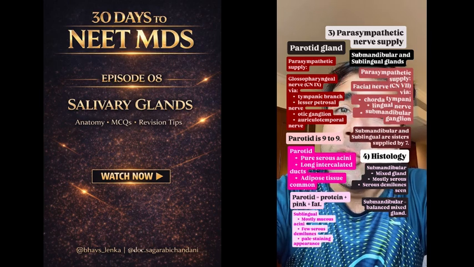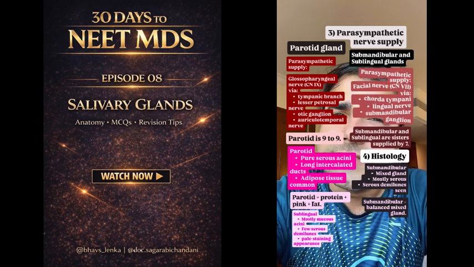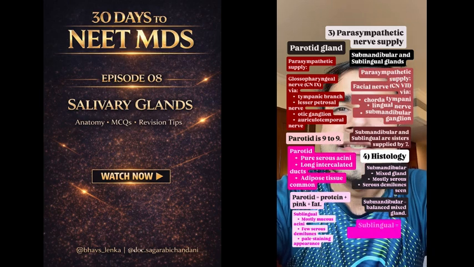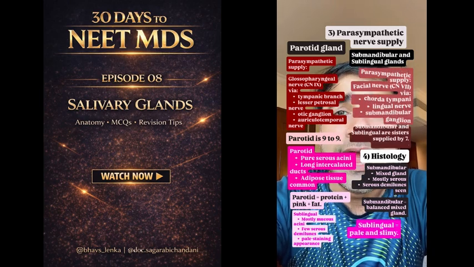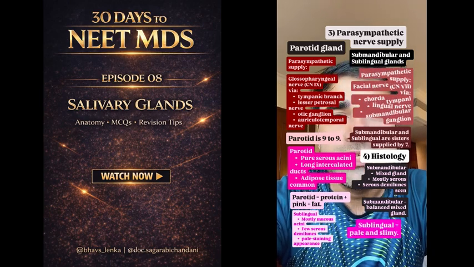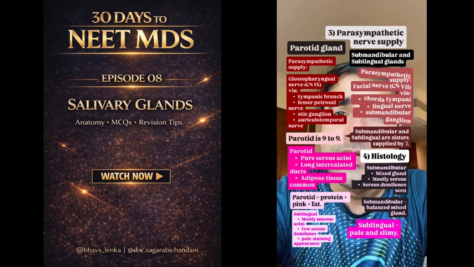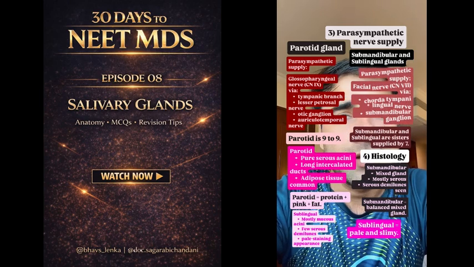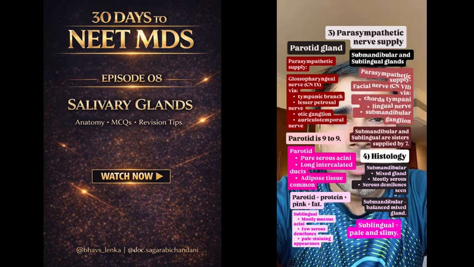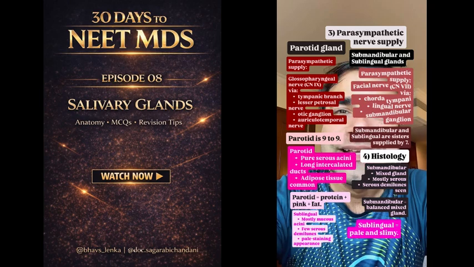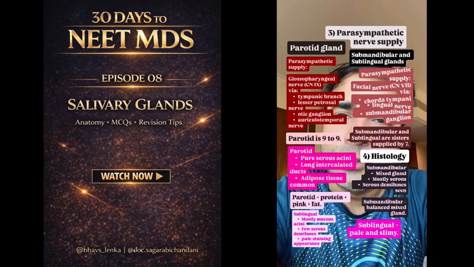Sublingual: mostly mucus acini, few serous demilunes, pale staining appearance. For memory, sublingual is equal to pale and slimy. Histology comparison shortcut: parotid, dark serous fatty. Submandibular is mixed. Sublingual is pale and mucus. Mnemonic: parotid dark, sublingual light, submandibular in between the two.